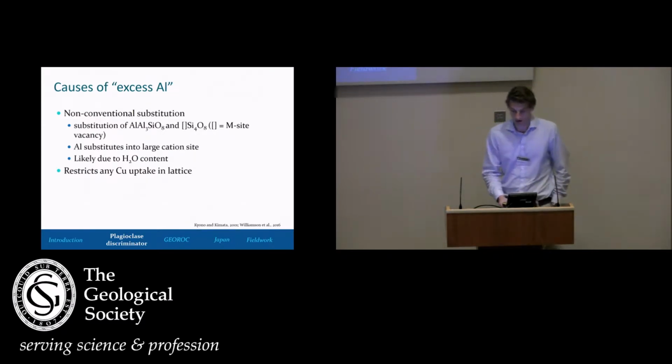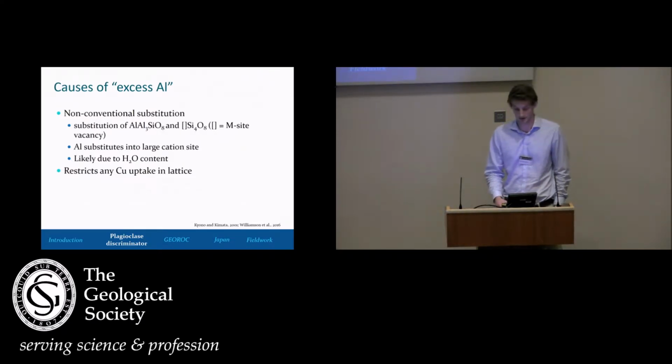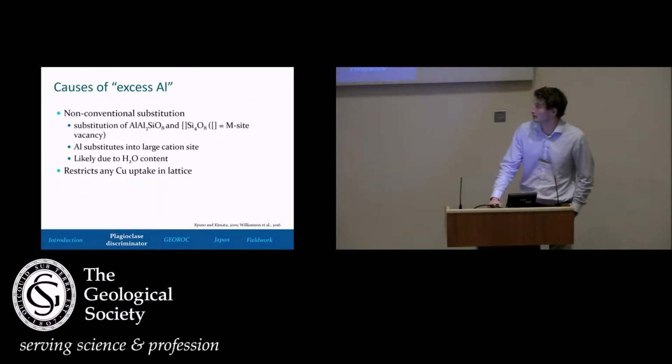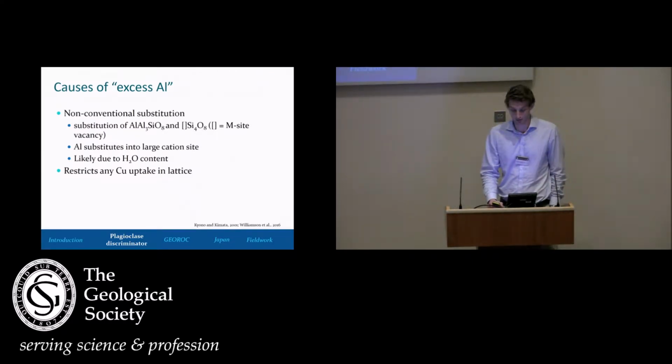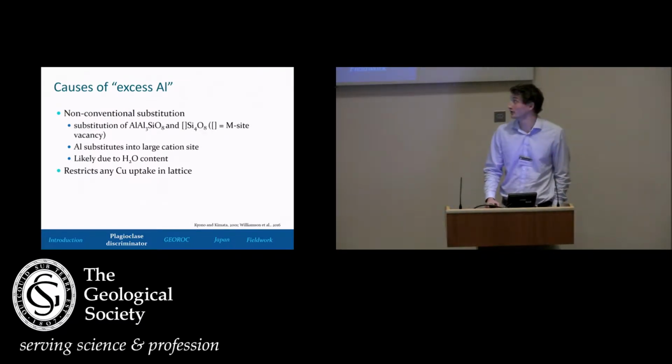And so Ben stipulated a couple of causes of this potential excess aluminium. This is to do with a non-conventional substitution. So basically what happens is that aluminium substitutes into the large cation site that's normally occupied by calcium or sodium. And this is likely to be due to H2O content. And then he stipulated that this might have potential implications for any copper uptake within the crystal lattice, but that remains to be seen, whether we're going to have a look at that further.